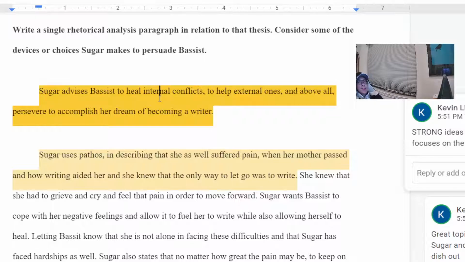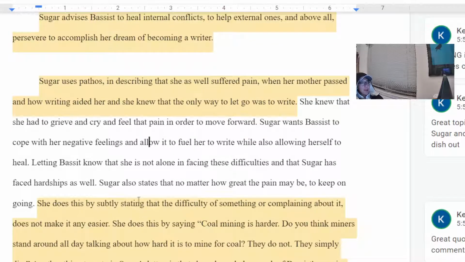And we don't have any devices in here necessarily, but we definitely have the general clear intentions and goals being done by Sugar. So this thesis will definitely fly for sure, and it's a more open-ended thesis where it allows us to explore what it means to heal, what are internal conflicts, what are the external ones, and what are some ways she writes or some methods she writes with to get those things done, right? So this is a pretty bomb thesis, to be honest here. I would take it. It's a nice complex one altogether.